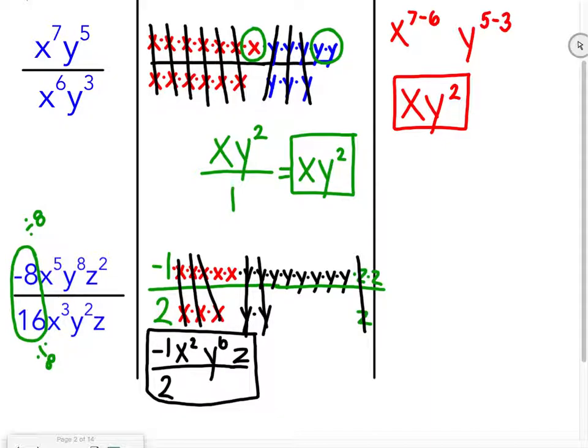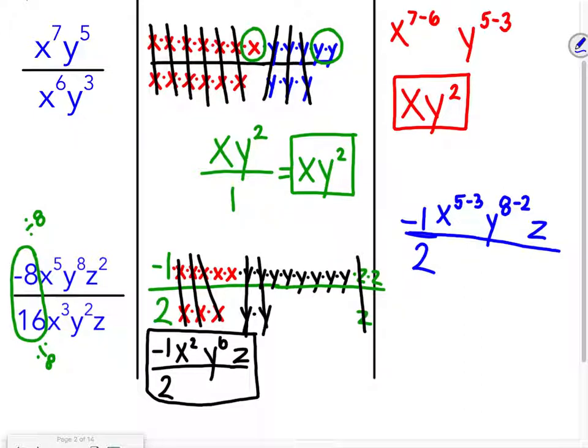If I am doing the shortcut, I'm still simplifying to make -1 over 2. I am going to subtract my x's, so I have 5 minus 3. I'm going to subtract my y's, so I have 8 minus 2. And I'm going to subtract my z's, which is 2 minus 1. So that will give me -1 over 2 x squared, y to the 6th, z to the 1st power.